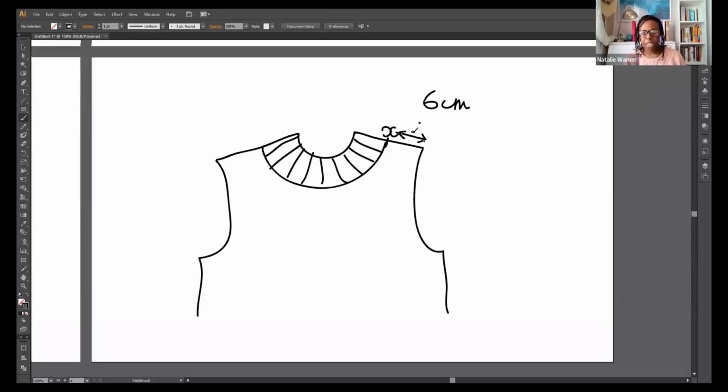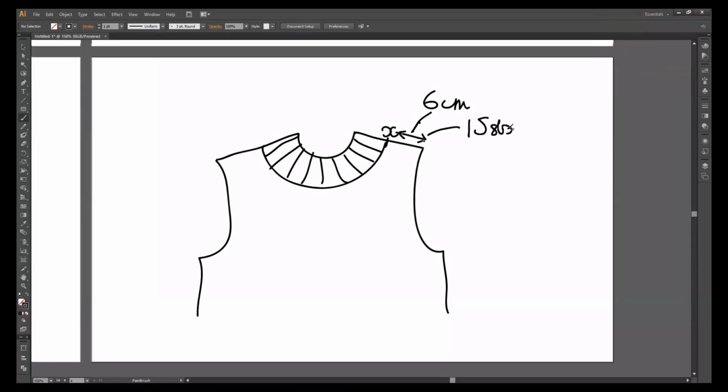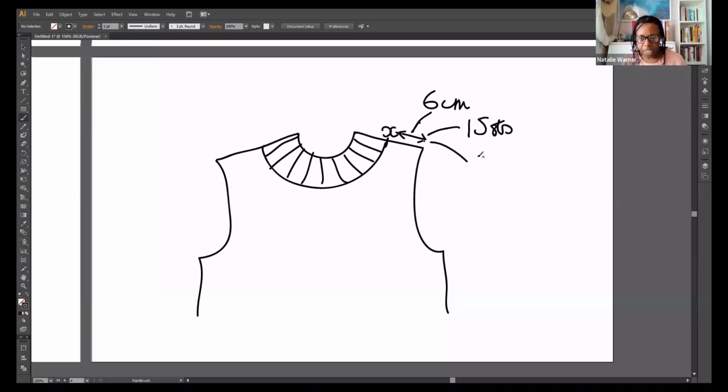Yeah, so that could be 6 centimeters. It could also be 15 stitches. But the most important thing is that it is half shoulder width. So this is what I mean by defining the different points along your design.